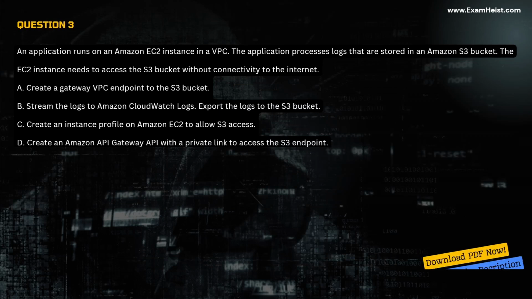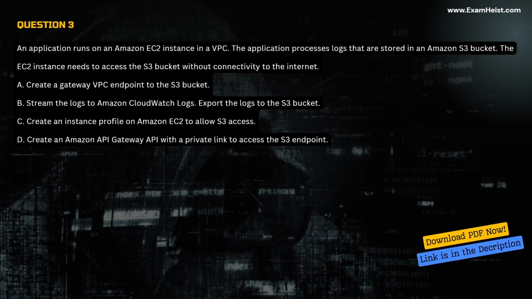Question 3. An application runs on an Amazon EC2 instance in a VPC. The application processes logs that are stored in an Amazon S3 bucket. The EC2 instance needs to access the S3 bucket without connectivity to the internet.